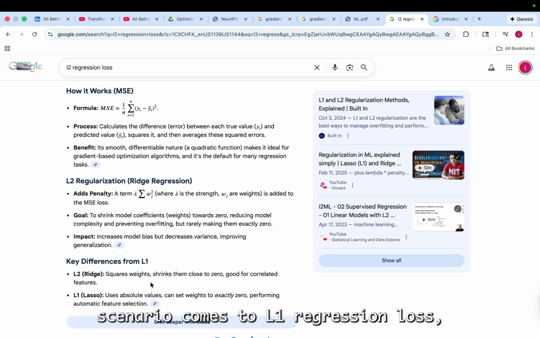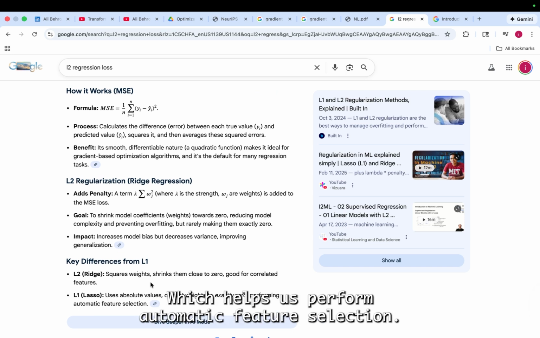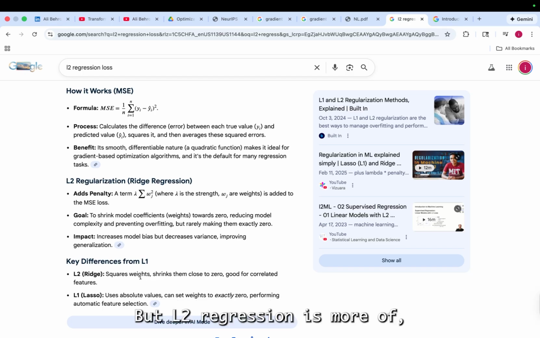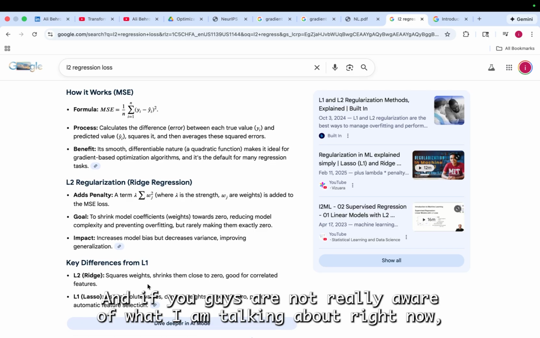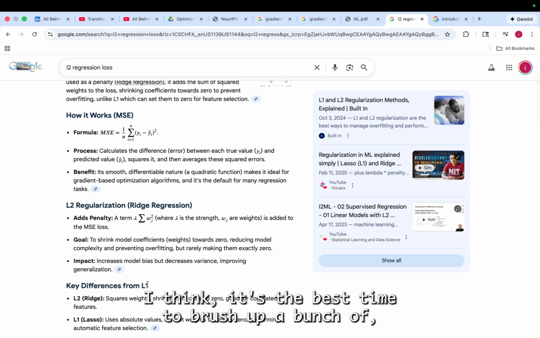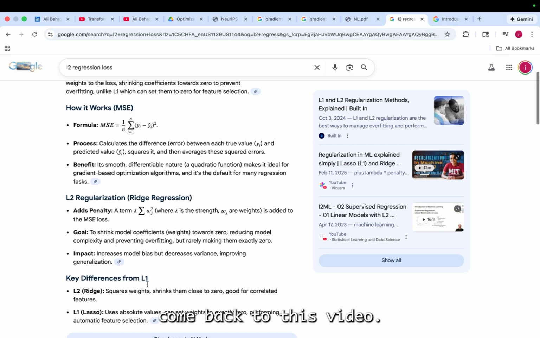When it comes to L1 regression loss, there is a good chance that it makes weights exactly zero, which helps us perform automatic feature selection. But L2 regression is more used where we have good correlation between features. And if you guys are not really aware of what I'm talking about right now, I think it's the best time to brush up on a bunch of machine learning fundamentals and then come back to this video.